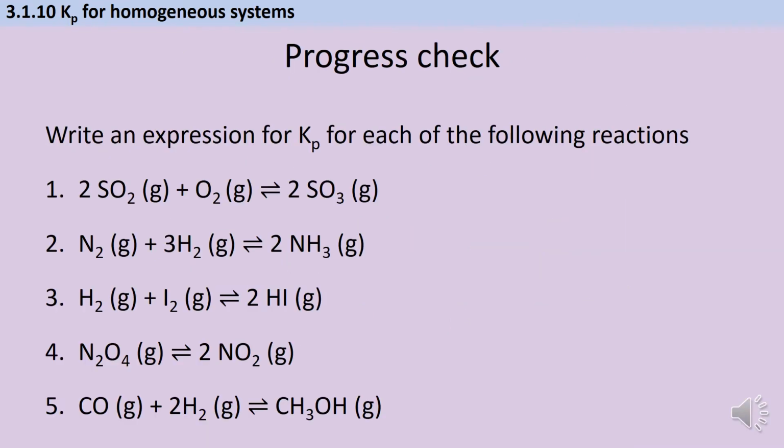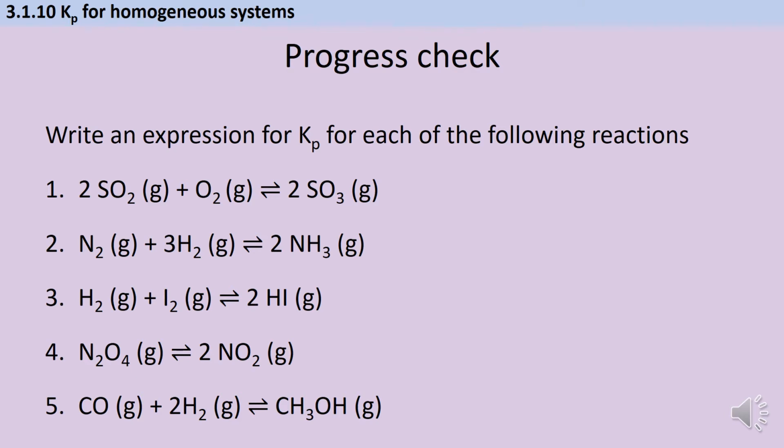So here's an opportunity to pause and check that you haven't forgotten how to write an expression for an equilibrium constant, and also check that you've taken that on board about how Kp will look slightly different to Kc. So pause the video, write down an expression for Kp for these 5 reactions, and then unpause to check that you've got these right.